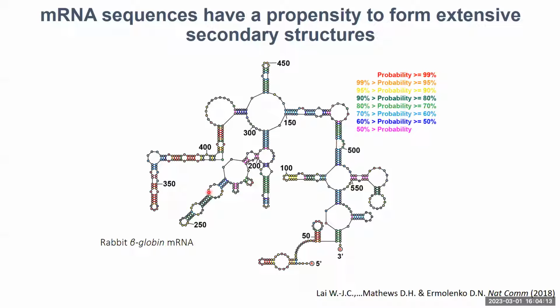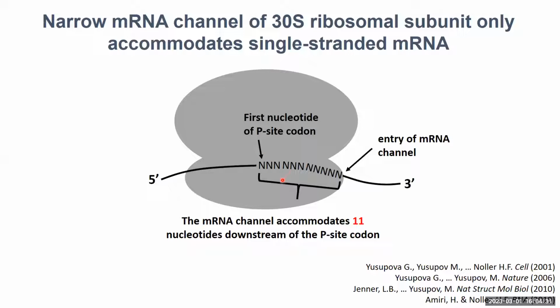Here in this slide, you see the predicted structure of rabbit beta globin mRNA with the color code that shows a probability of base pairs being formed in this structure. And you can see that there are a lot of stems and stem loops in this mRNA. So how does that affect translation?